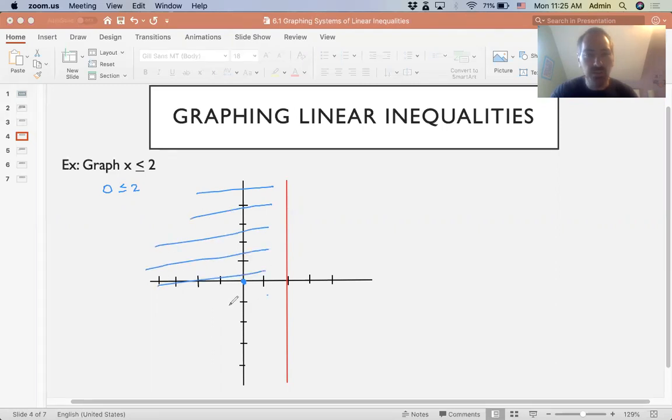So every ordered pair in the shaded region will be a solution to the linear inequality x less than or equal to 2.